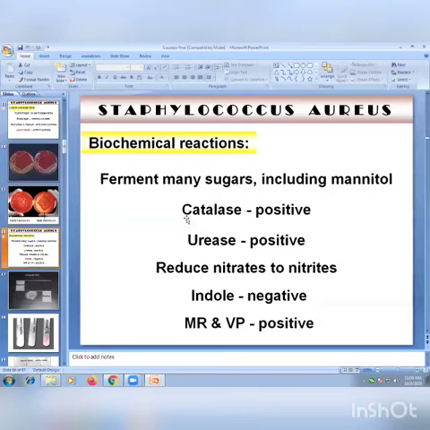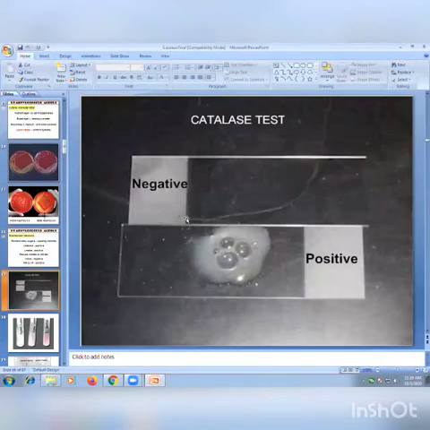Now the biochemical reactions. It ferments many sugars, but the most important is mannitol fermentation. Always it depends on this mannitol fermentation. Catalase test positive, urease test positive, reduces nitrate to nitrite, meaning nitrate test positive, indole test negative, methyl red and Voges-Proskauer, MRVP, positive. So these are very important biochemical reactions. Always for the identification of bacteria up to the species level, it depends on biochemical reactions. Study of biochemical reactions is a must. So this is about the biochemical reactions of Staphylococcus aureus.